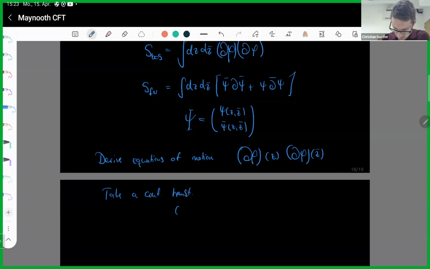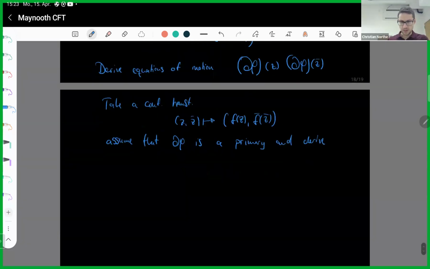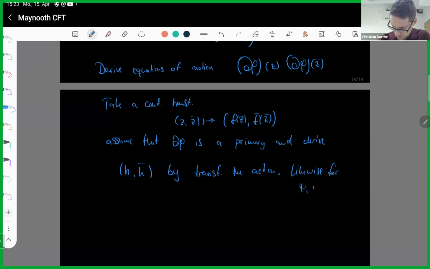Conformal transformation, z and z bar goes to f(z) and f(z) bar, and assume that del phi is a primary, and derive h, h bar by varying the action, well, by transforming the action. And then likewise for the fermions, likewise for psi and psi bar.